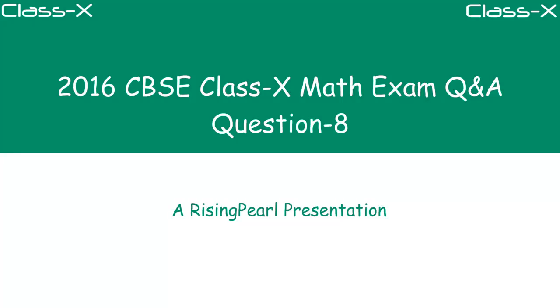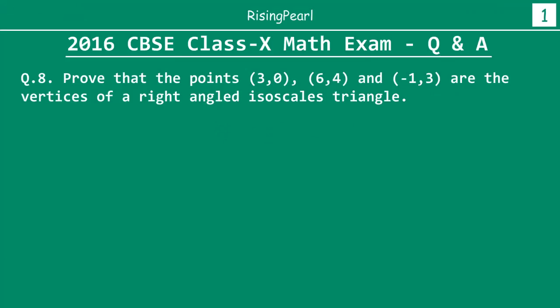Hello friends, welcome. Today we are going to take a look at how we solve question number 8 in our CBSE Class 10 test. Now, what is question number 8? Prove that the points (3, 0), (6, 4) and (-1, 3) are the vertices of a right-angled isosceles triangle.